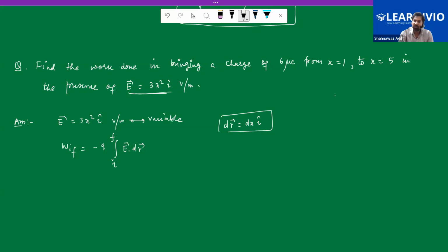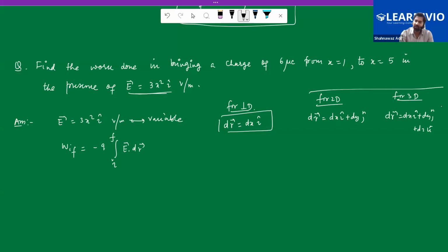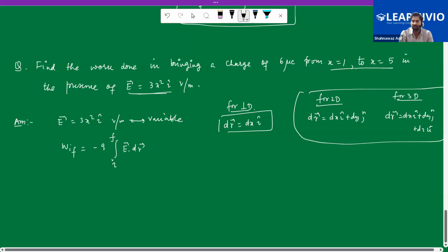If we are moving in x and y direction both, then this is for one dimension. If we are moving in two dimensions, dr would be dx i hat plus dy j hat. And for 3D, dr would be dx i, dy j, and dz k. So these are the different forms of dr, but we are only moving in x direction.